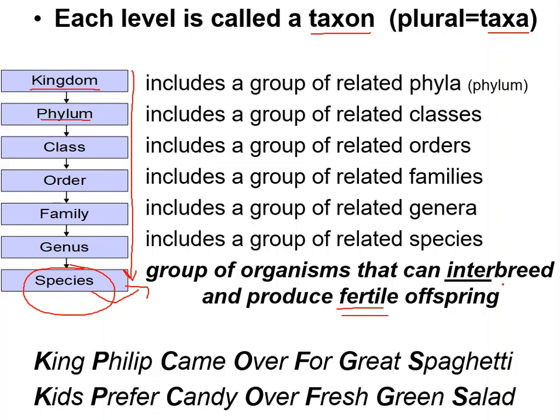Remember, interbreeding is just you can mate with other individuals and make babies, whereas inbreeding is among very close relatives, right? And fertile just means that you can have kids, right? Your kids can have kids, can have kids, can have kids, etc. Oh, and here's our mnemonic.